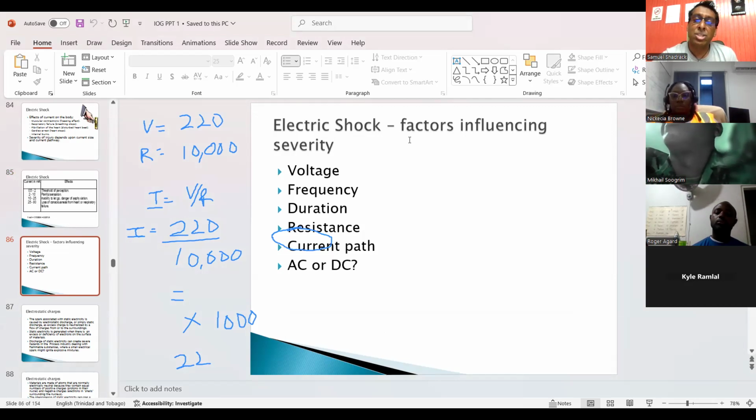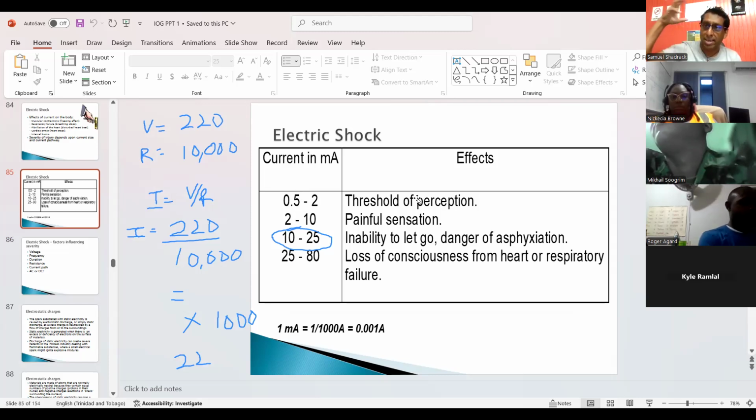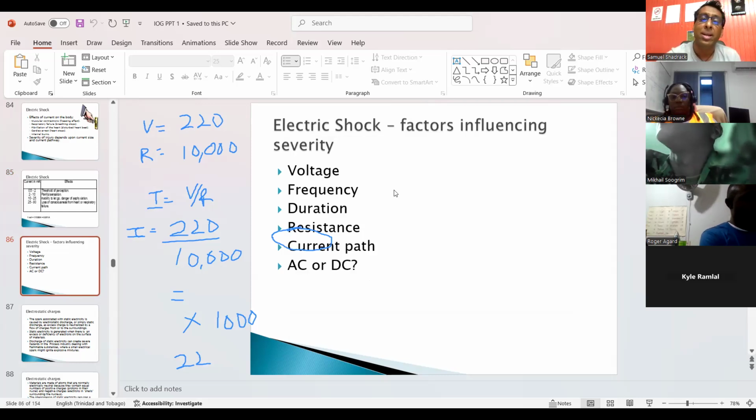The factors influencing the severity of an electric shock: the voltage. The higher the voltage, the worse the consequences. You can see that from here. The lower the voltage, the lower the current, and in some cases you just get shocked and pull your hand away. Frequency, which is how often you are exposed to that current source. Duration: the longer you are in contact with it, the worse it is for you.